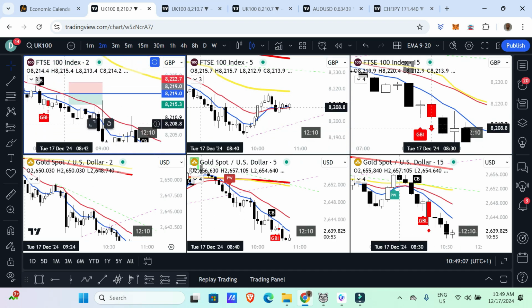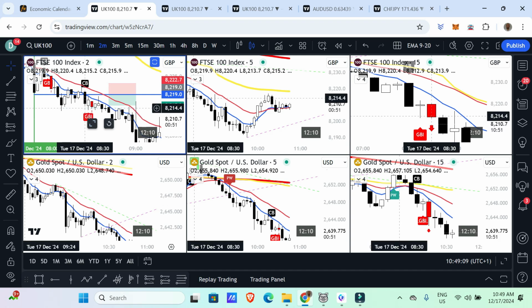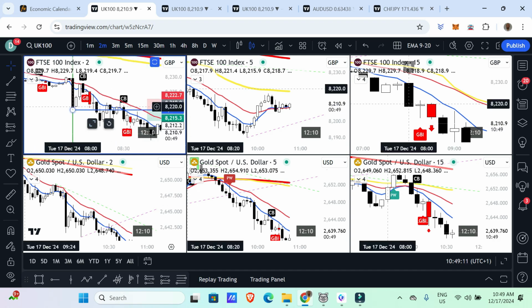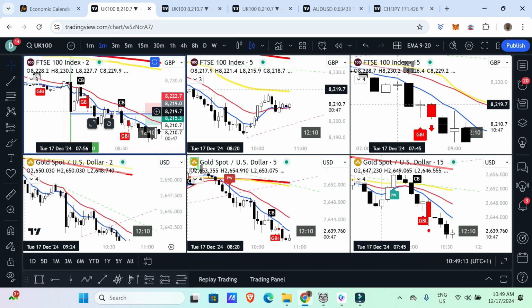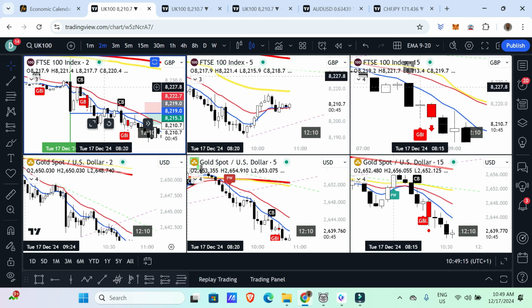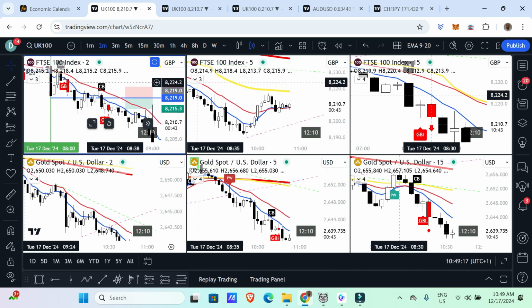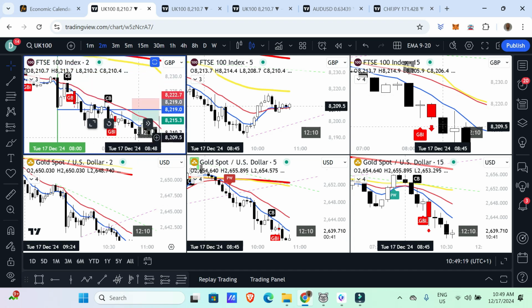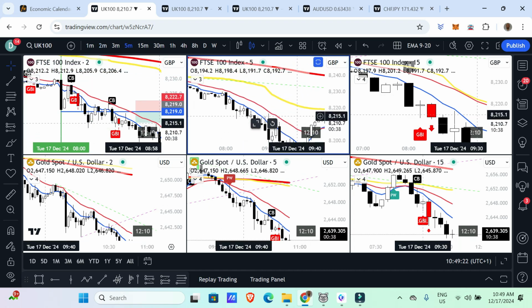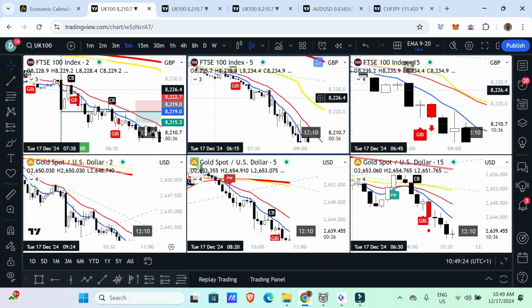This is the 2 minute. We opened here, right? Exactly. This is where we opened. Look how many signals we are getting on the 2 minute chart. Crazy, a lot. And then on the 5 minute, not so many.